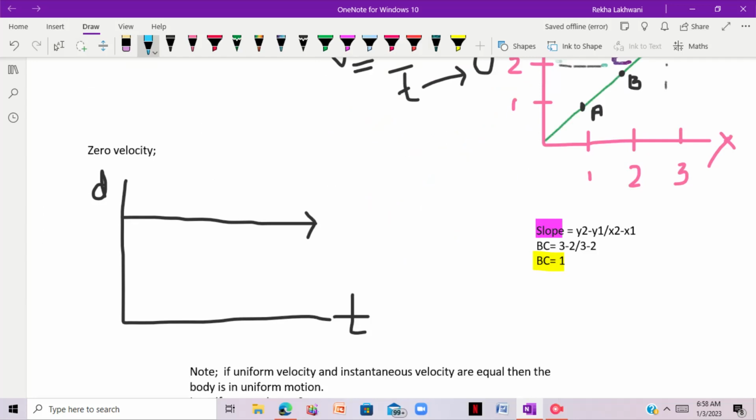So here, if acceleration is zero, then if we use the formula F equals ma, mass is there, right? But acceleration is zero. Mass into zero is zero. It means whenever there is uniform motion, the net force is zero. The net force is zero.